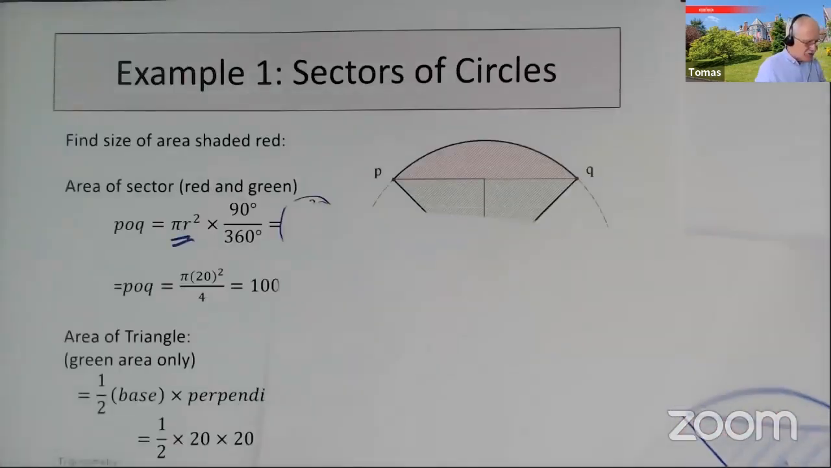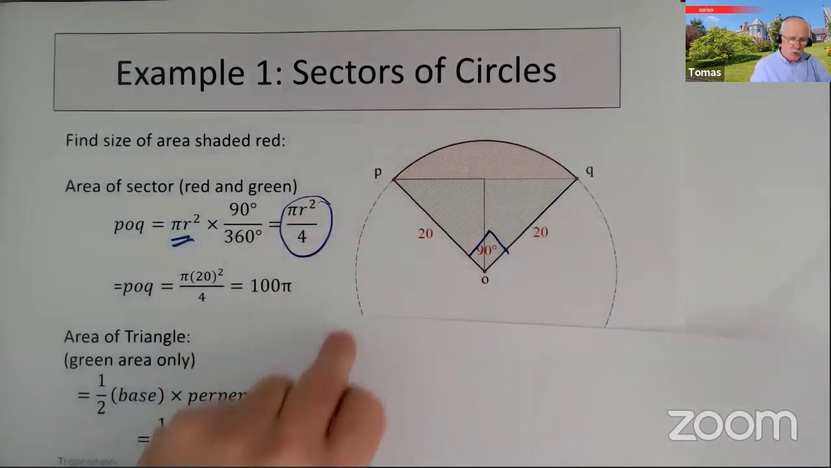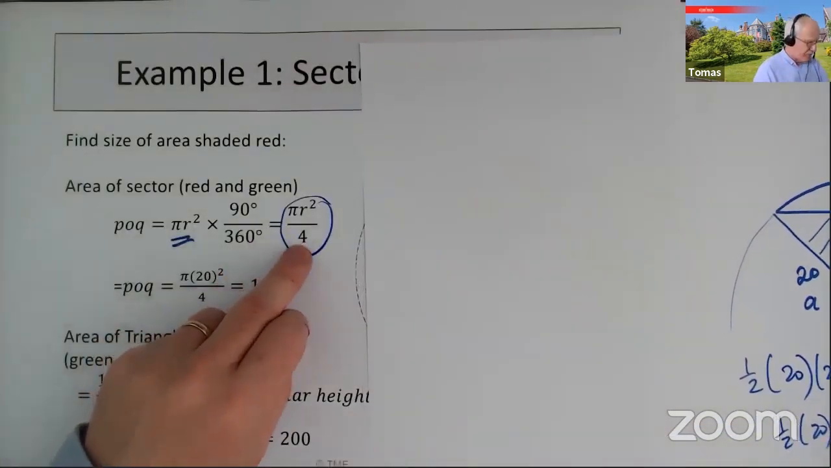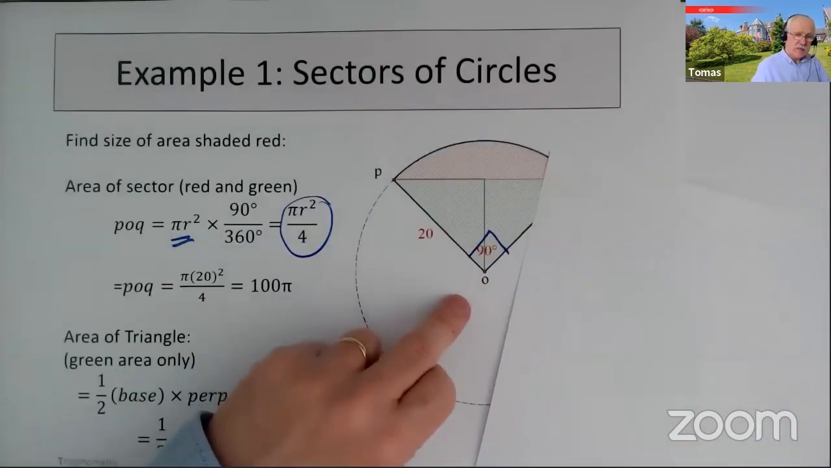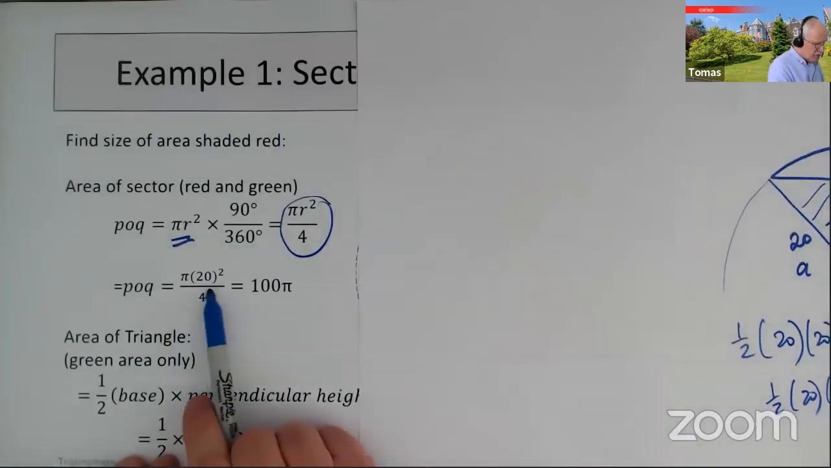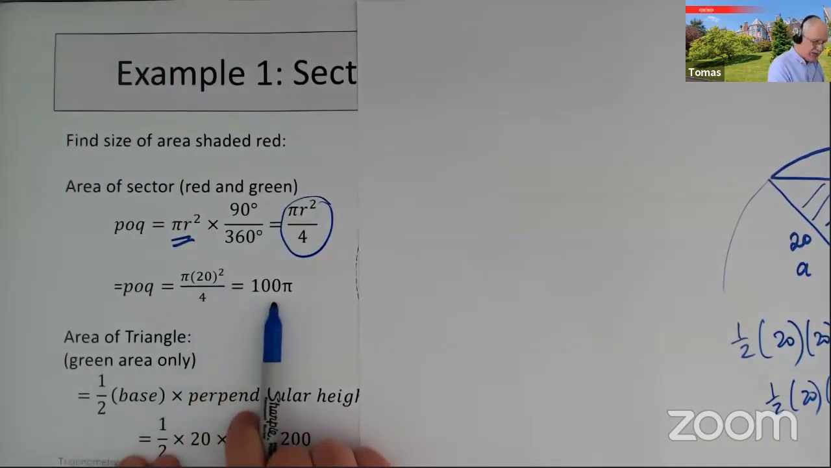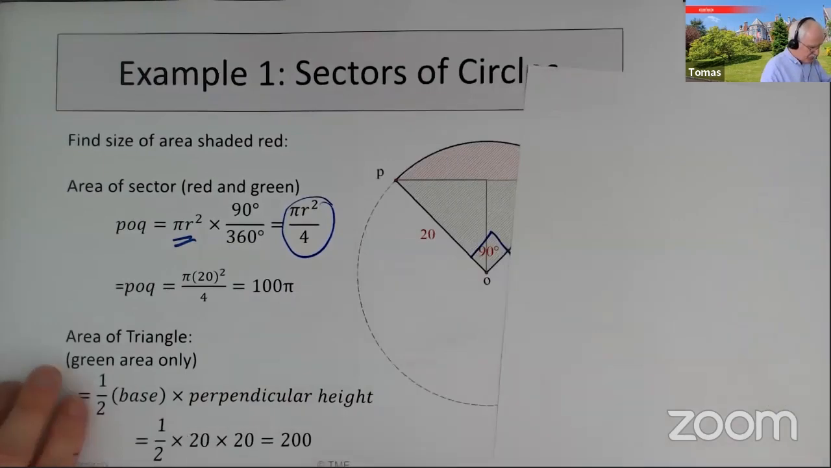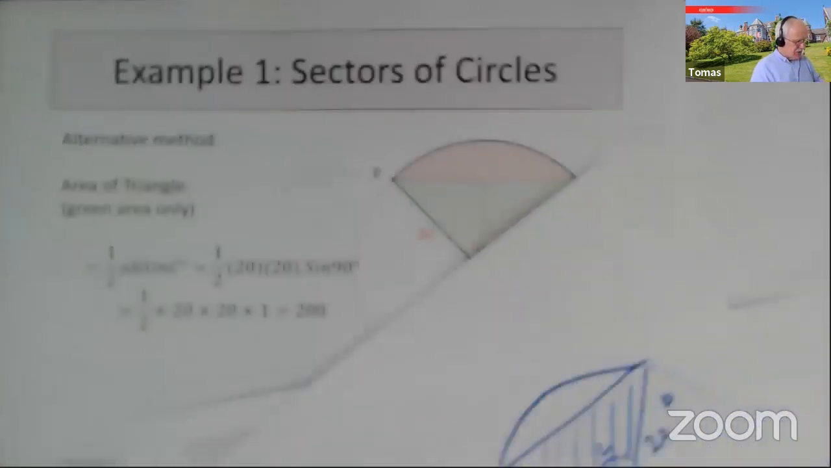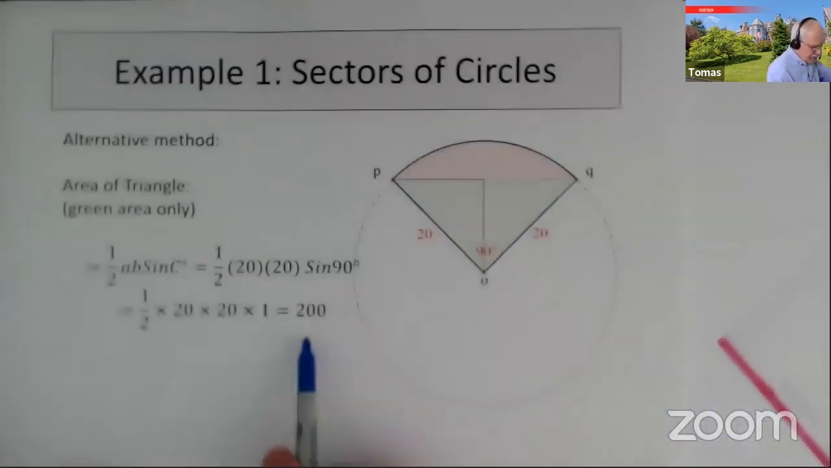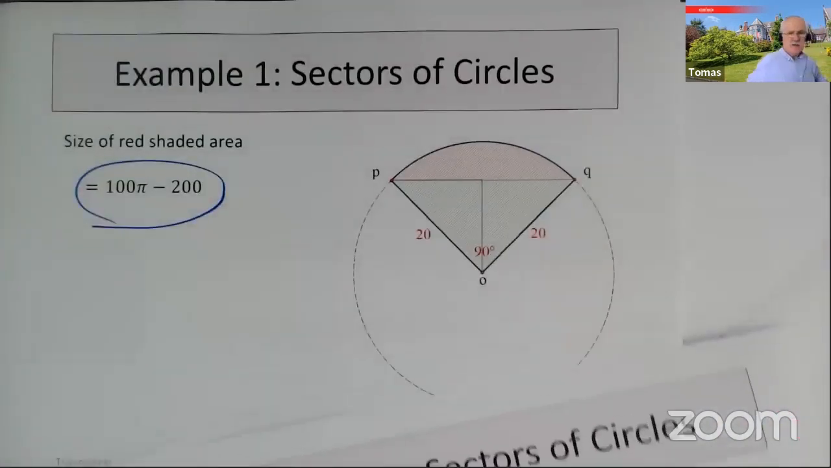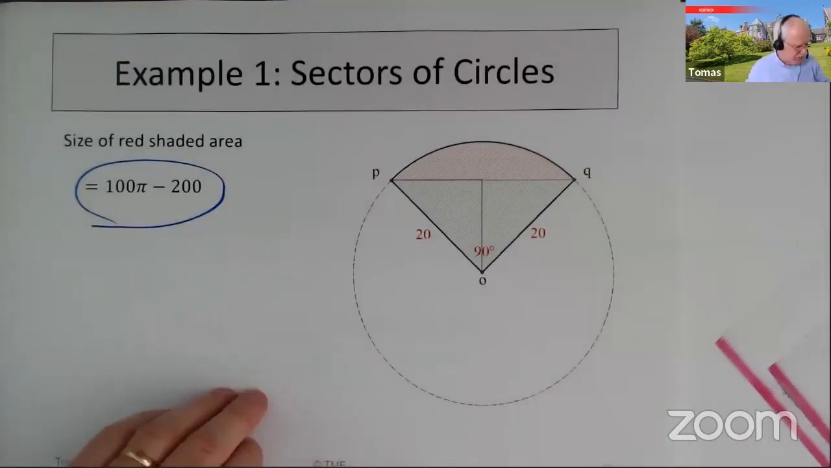What was the area of the total sector? The total sector was a quarter of the circle, which was pi r squared over 4. And the r was 20. So pi times 20 squared over 4 is that. So that's the area of the red bit and the green together, minus the bit in the middle, which is the area of the green only. The bit in the middle is that. So that's how you would do that question, and that's how that was done.